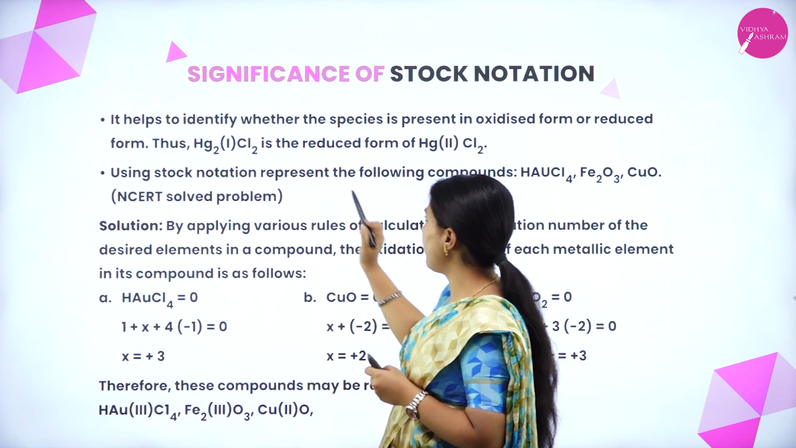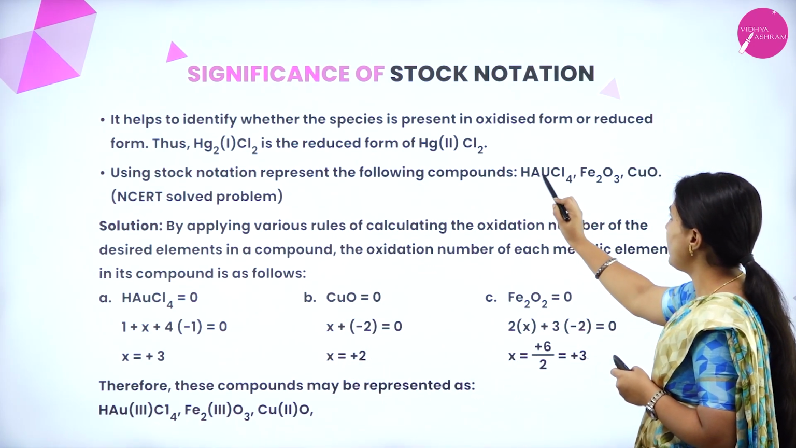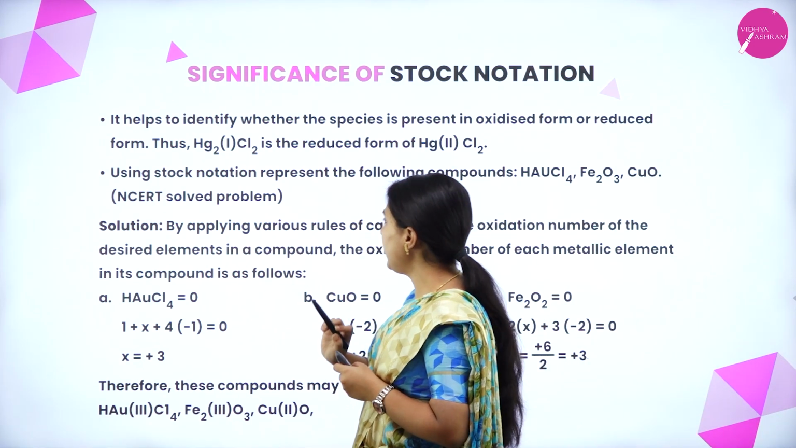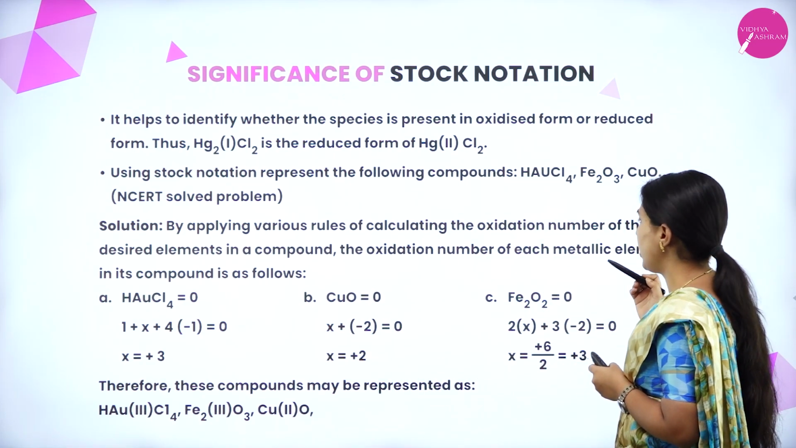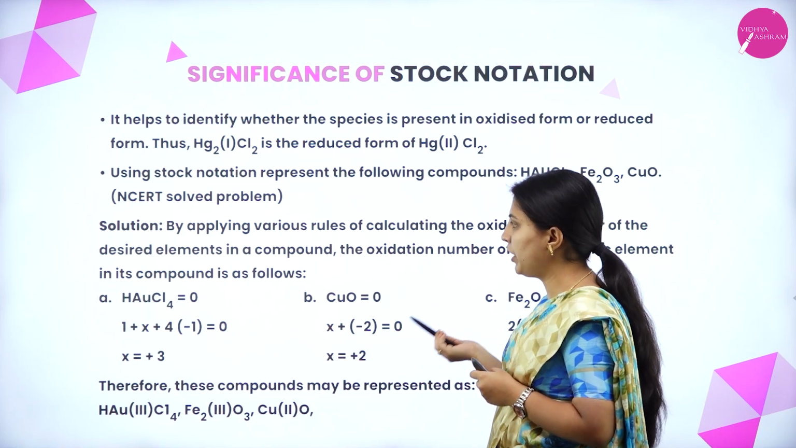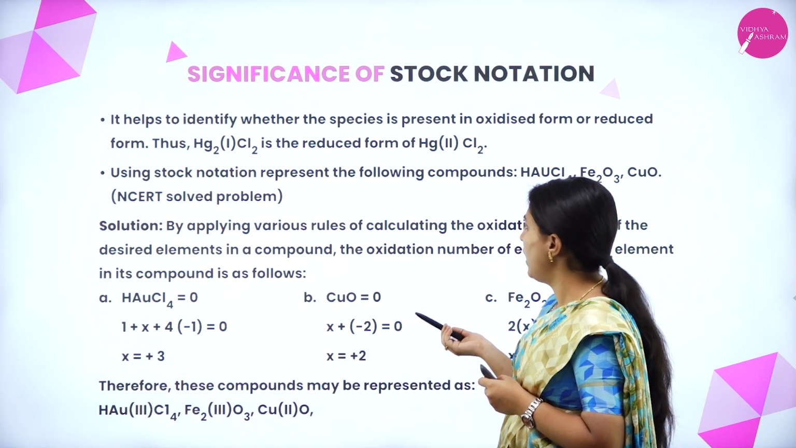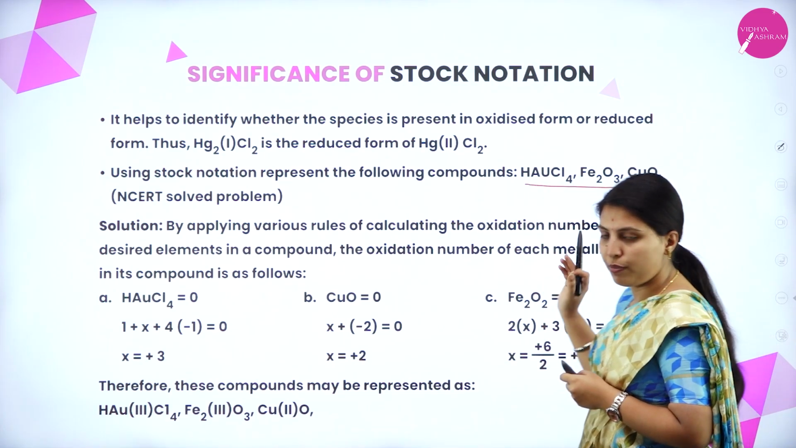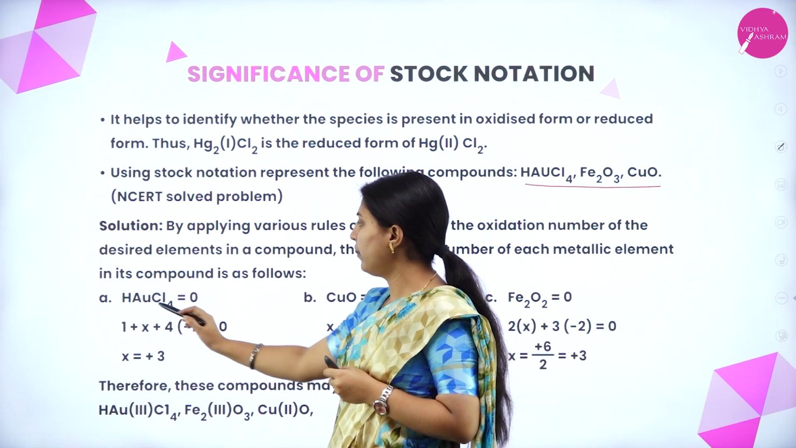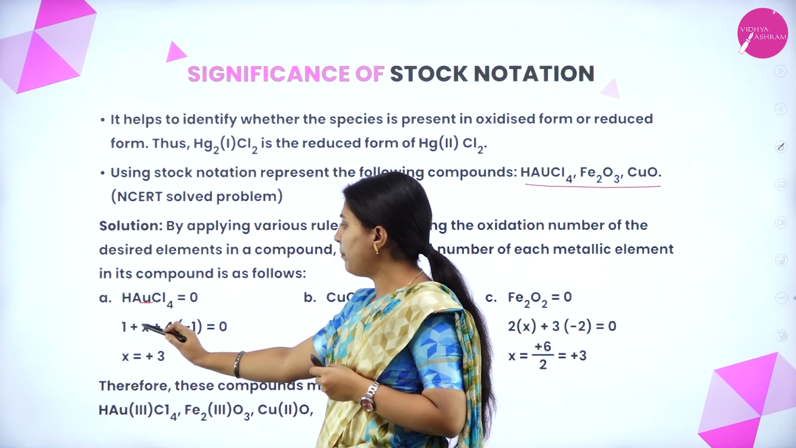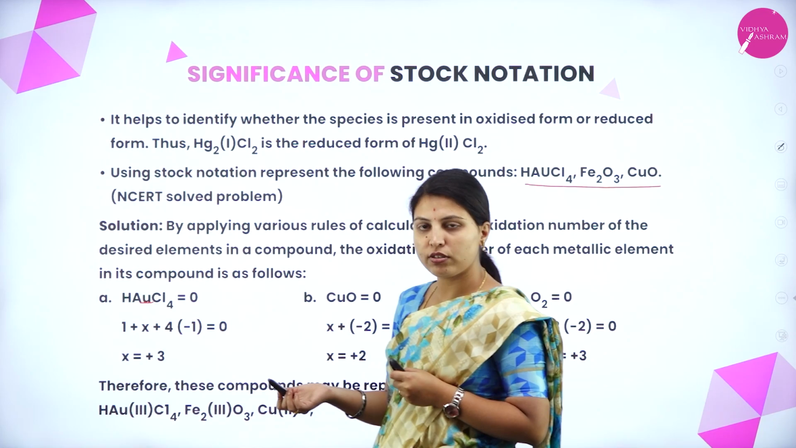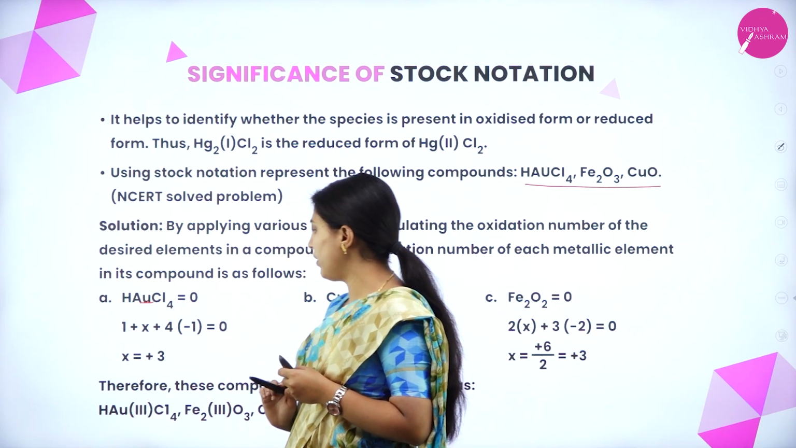Using stock notation, represent the following compounds: HAuCl4, Fe2O3, CuO. Solution: by applying various rules of calculating the oxidation number of the desired elements in a compound, the oxidation number of each metallic element in its compound is as follows. Here they have given 3 compounds. We are calculating its oxidation number. Here for metal Au, right, 1 plus, this is hydrogen, gold and chloride. You know now how to calculate oxidation number. For this plus 3 will be present.